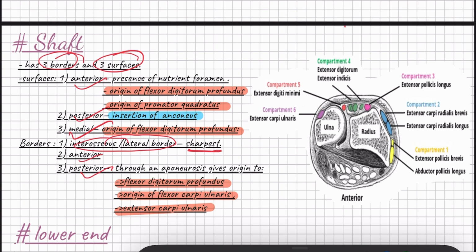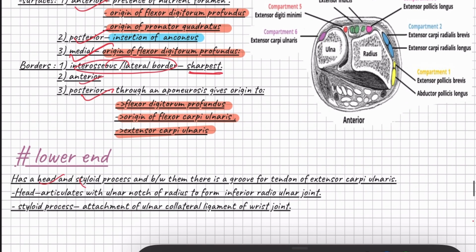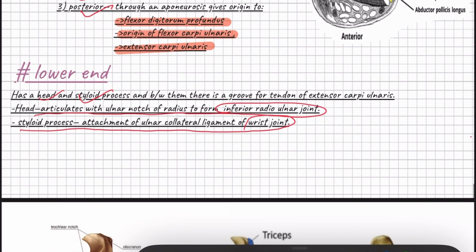Now talking about lower end, it has a head and styloid process, and between them there is a groove for tendon of extensor carpi ulnaris. Head articulates with ulnar notch of radius to form inferior radio-ulnar joint. Styloid process provides attachment of ulnar collateral ligament of wrist joint. So this is gross anatomy of ulna.